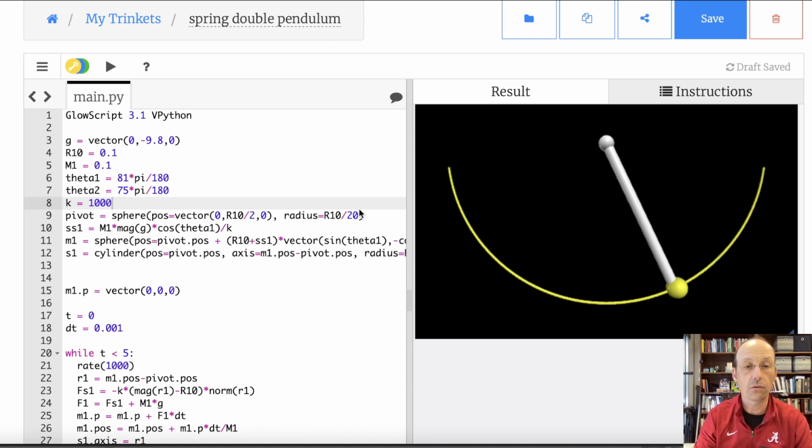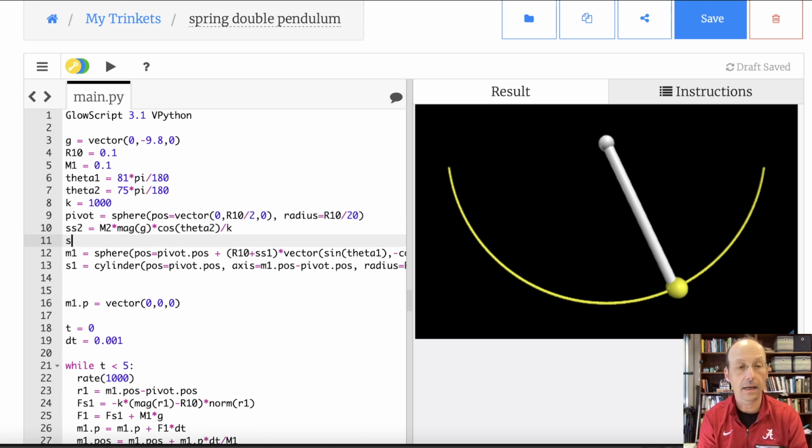So I'm going to actually call this SS2, and this is going to be M2 G cosine theta 2. And then I'm going to say SS1. I'm just typing in the equation. Just wrote down M1 times mag G times cosine theta 1. All of this in parentheses.